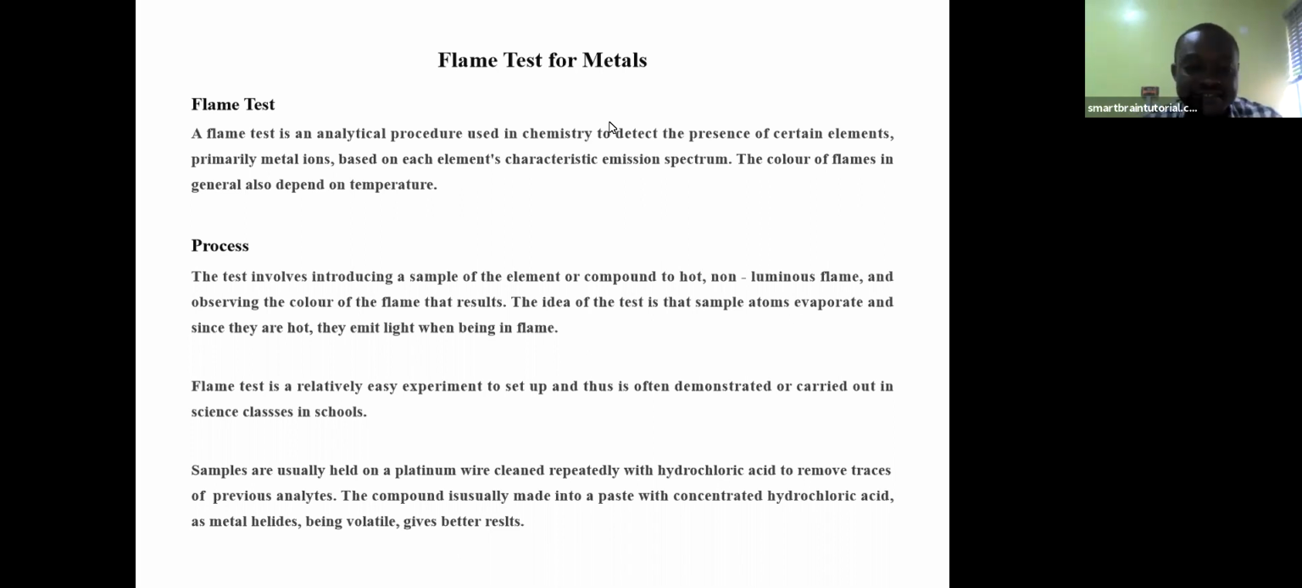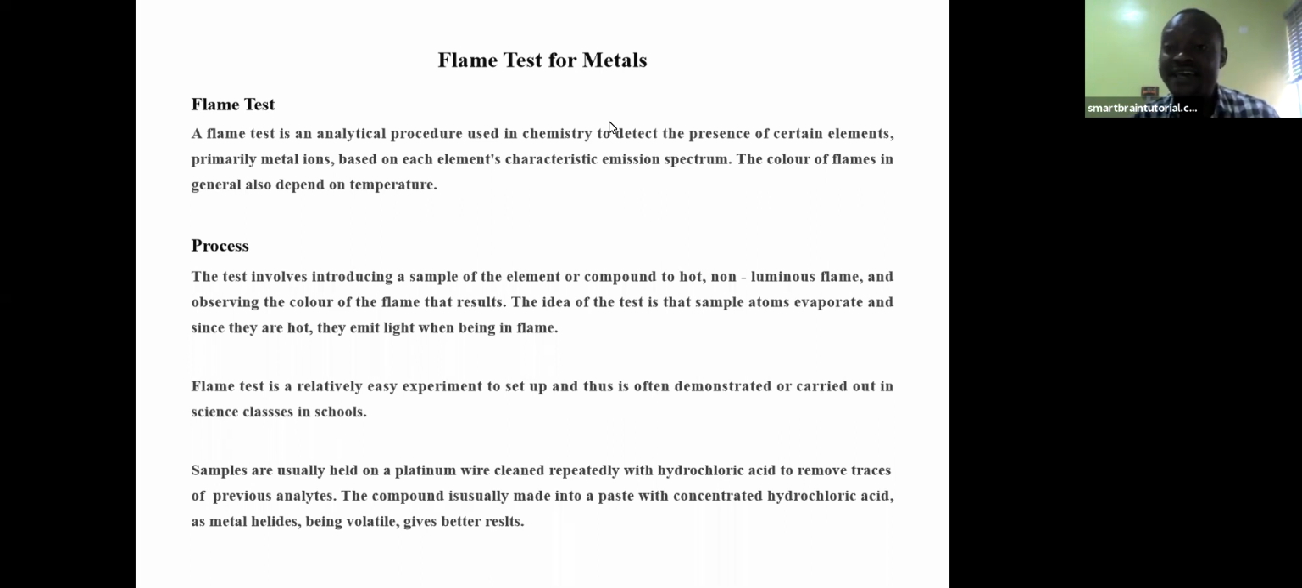Flame test is a relatively easy experiment to set up, and thus is often demonstrated or carried out in science classes in schools. You can carry out this experiment even in the class because it's very simple.